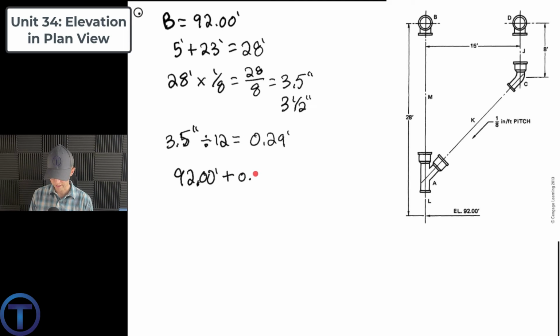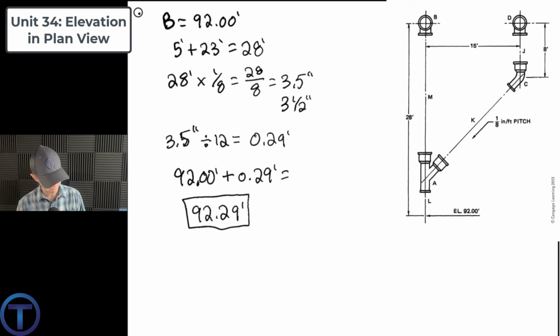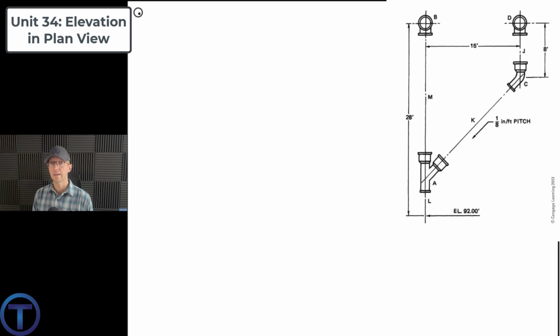So we're going to add, and that's going to be 0.29 decimal feet. Our total then is going to be 92.29 decimal feet. And that's what they're giving us there for B. Next, let's calculate for C.